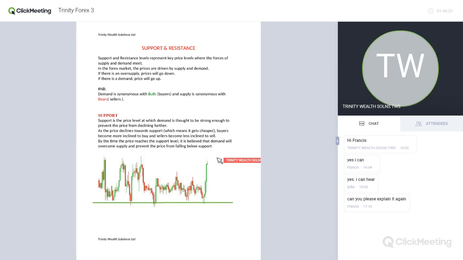Suppose they come with a lot of force, then they can break through support. Once support is broken, it will become our new resistance. Now the market will be going up and bouncing back at this level. All right. But again, let's just go to resistance, and then I'll illustrate all this on a whiteboard. It's going to be clearer.